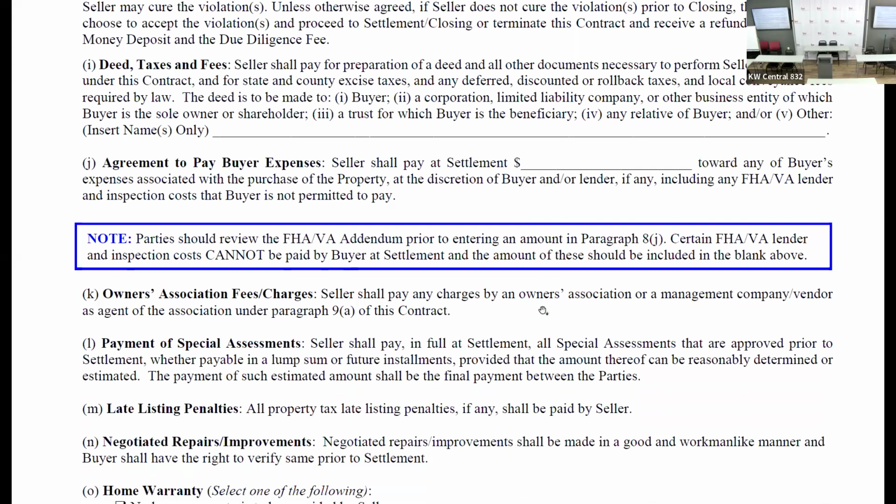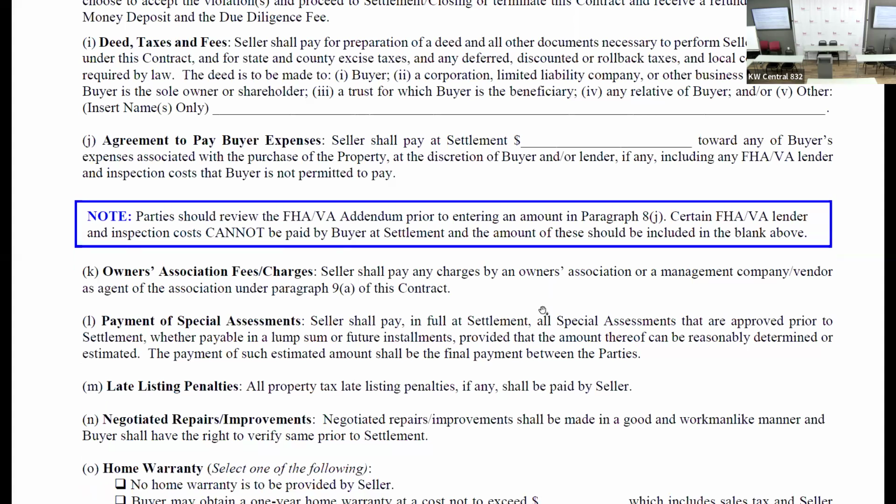A seller shall pay any charges by an owners association or management company. So a lot of times what you're seeing is there are transfer fees for the HOA from the seller to the new buyer. It's the seller's responsibility to pay those. And honestly, it's a good thing there is an HOA involved to make sure that they understand that right there.